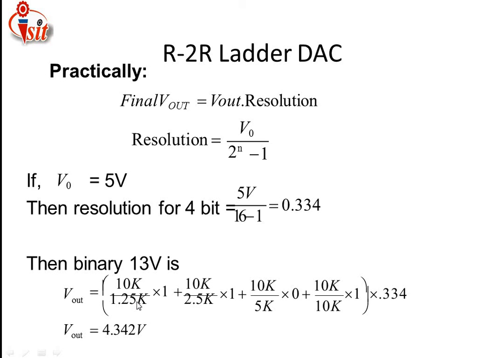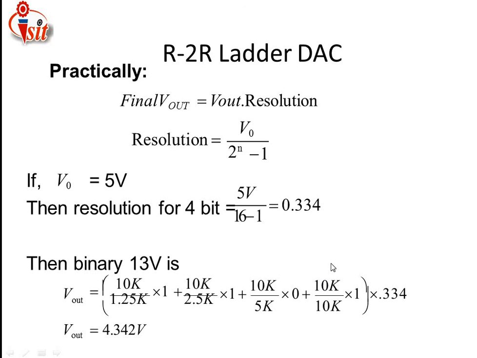By multiplying 1.25 by 4 we are getting 5k. Then by multiplying 1.25 by 8 we are getting 10k. Like this, here we have taken R, 2R, 4R and 8R. We know very well what the feedback resistor value is. It is 10k, 10k, 10k, 10k and 10k.